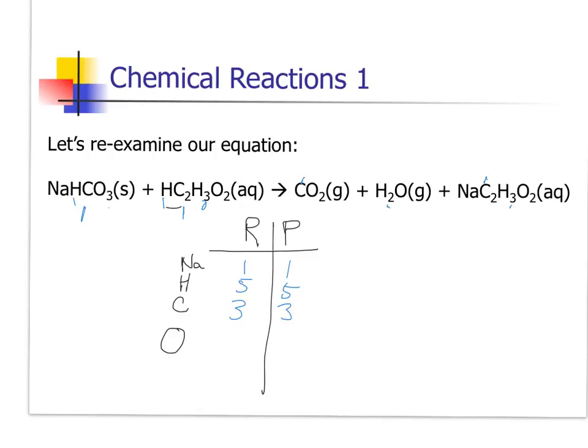The oxygen, I have 3 plus 2, which gives me 5. And on the product side, they're spread out, so we have to be very careful. I have 2 plus 1 is 3, plus 2 others gives me 5. And now I can see from this that my chemical reaction is balanced, and therefore I do not require any coefficients in front of my reactants.